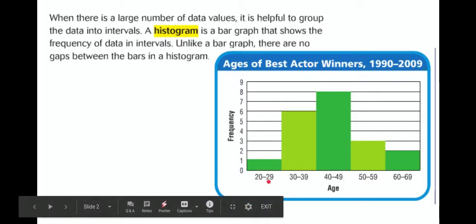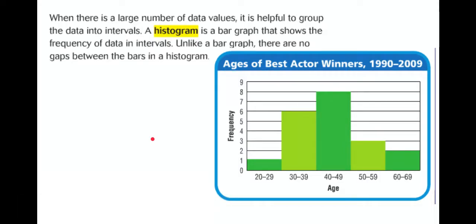Intervals are these little things you see down here: 20 to 29, 30 to 39, 40 to 49, 50 to 59, 60 to 69. Each interval has 10 numbers inside of it. That's what an interval is. It's kind of like a little range. So a histogram is a bar graph that shows the frequency of data in intervals.